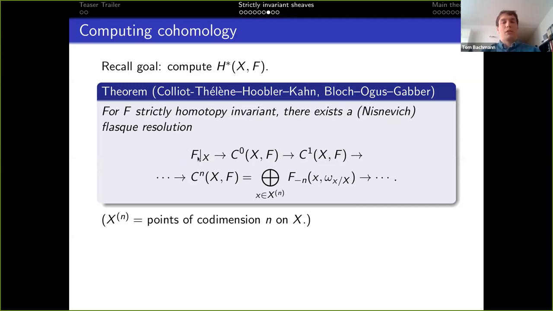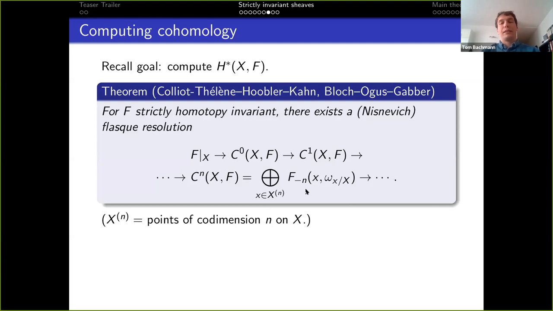You have your sheaf, and you view it as a sheaf only on the small Nisnevich site of X, then we resolve it by some complex of sheaves, C^0, C^1, and so on and so forth. And there's an explicit formula for the nth term, which works as follows. You look at all the points of codimension n on X. Remember that if you take a scheme, there are the closed points, which are the usual reasonable points, and then there are non-closed points, where you take the closure and get some closed subscheme. This closed subscheme has some codimension, and that's what I mean by a point of codimension n: one whose closure has codimension n.